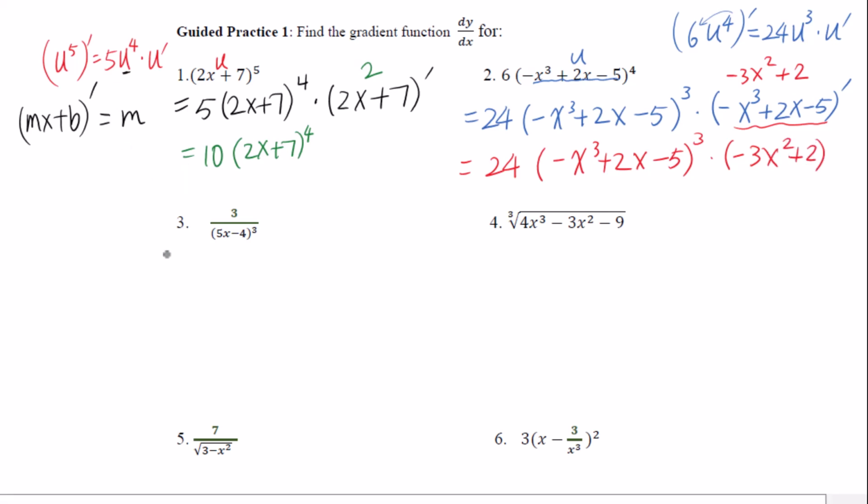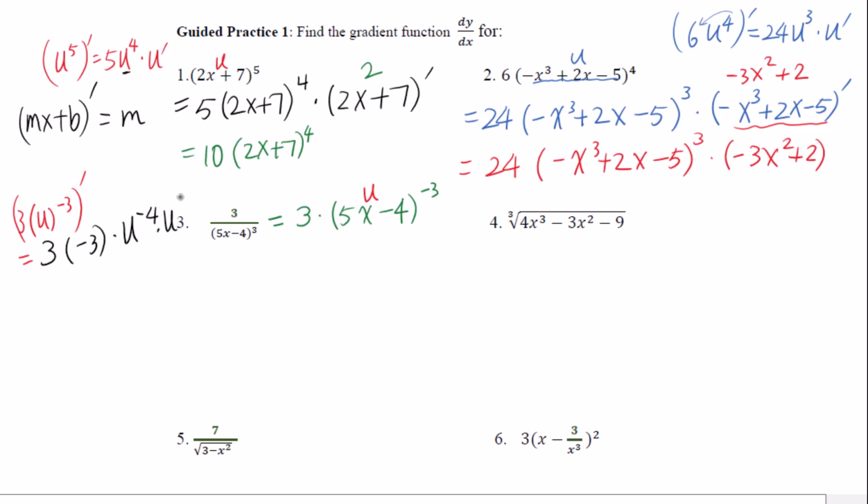Let's go to number 3. First of all, we will change this into power form. That is 3 times 5x minus 4 to the negative 3rd power. We will set up, this is u. So basically we are looking for 3 times u to the negative 3rd power. That equals, power rule, so we have 3 times negative 3 times u to the negative 3 minus 1, which is negative 4. Then don't forget the derivative of u, that is u prime.